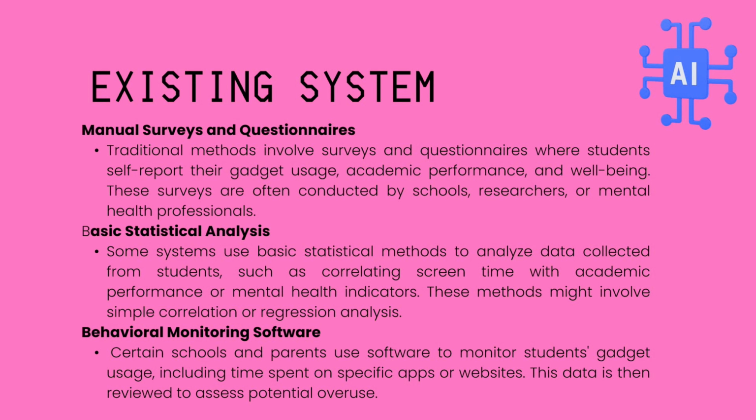Then statistical data. Statistical data means, in the existing system, they use a data set of what apps you are using and how much screen time you have. This is the basic statistical data. Then behavioral monitoring software. You can add third-party apps on your laptop or mobile phone. It will monitor what apps you are using and what inputs you are typing. Based on the monitoring, it will give results on whether you have addiction or not.